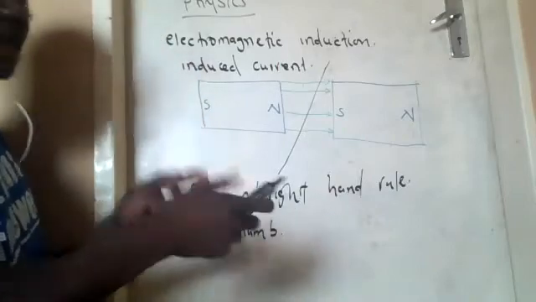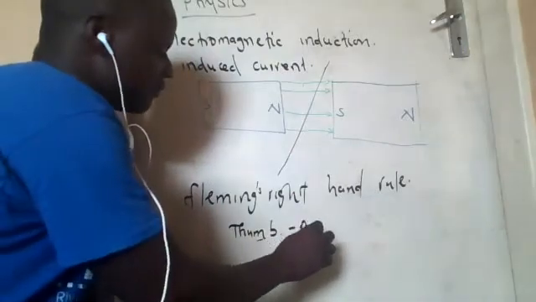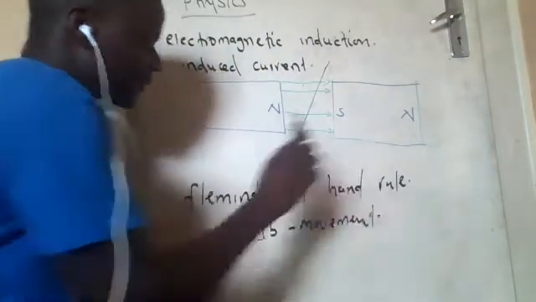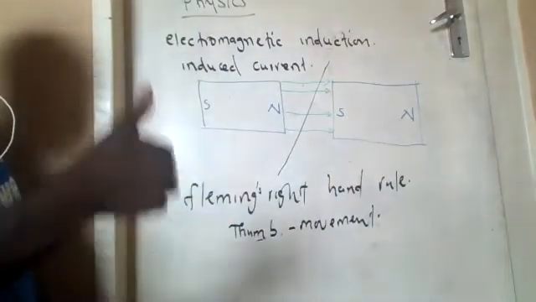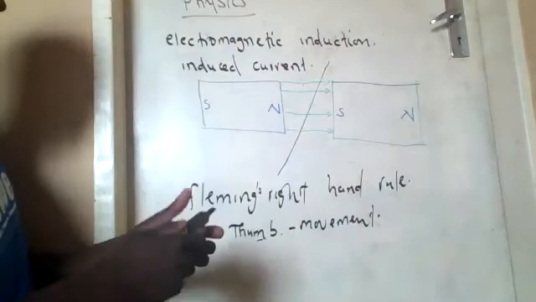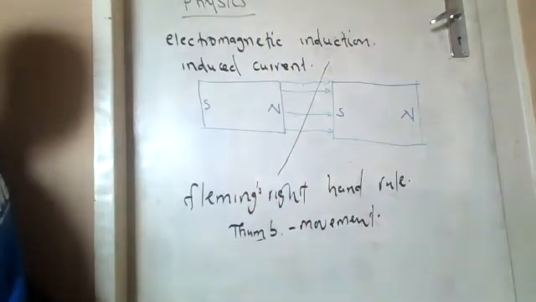In the thumb here, we just get M. M represents the movement of the wire. We use the thumb to represent the movement of the wire, which is cutting the magnetic field lines.